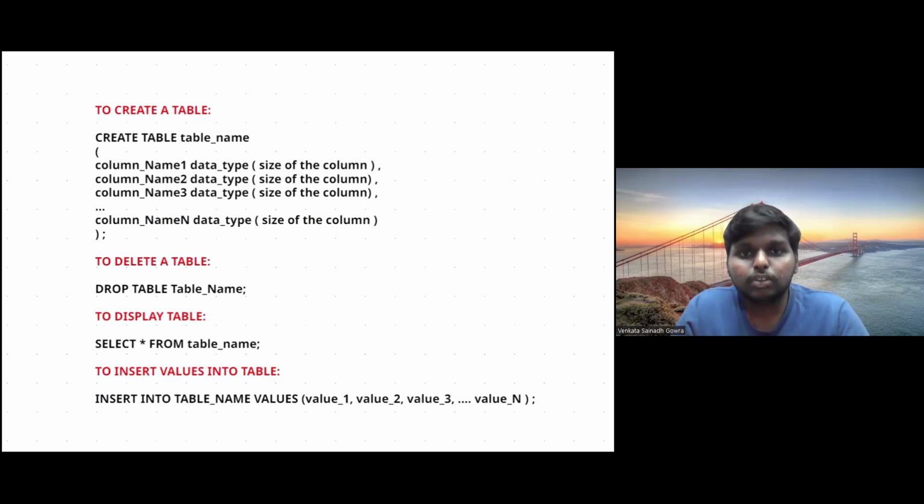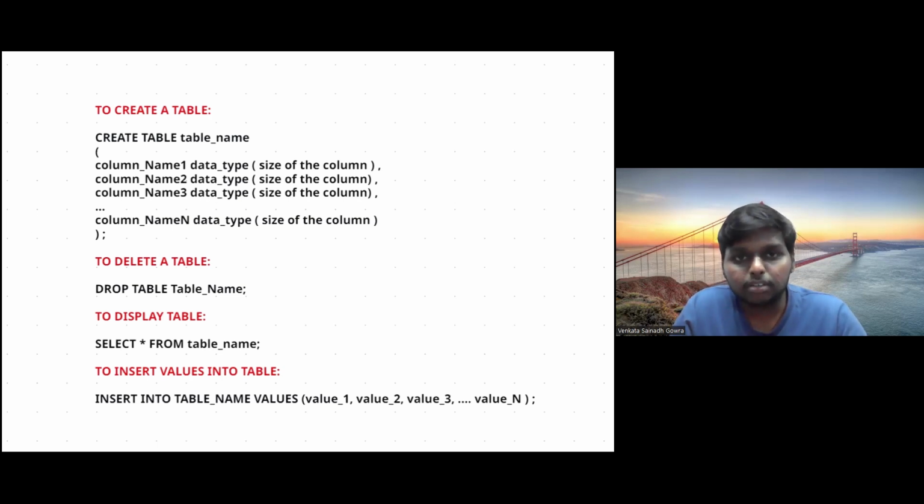Firstly, we have to create a table. Here is the syntax for creating a table. Create table, table name, in which we give the column name and the data type. If it is a number, we can give integer, and if it is a string, we can go for varchar, and the number of characters to enter is given as the size of the column. Now you can give column n, up to n number of columns, and a table is created.